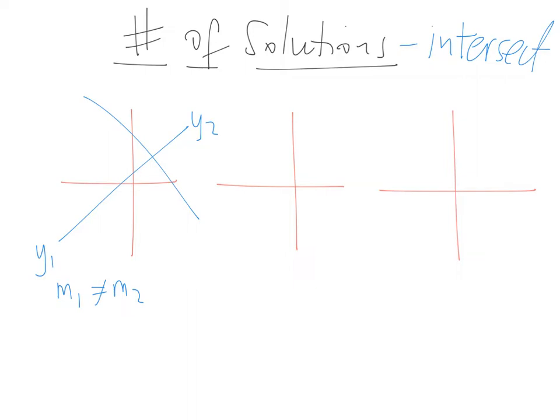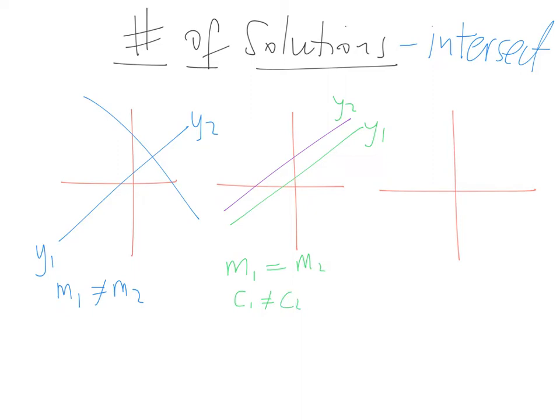We can also have where we've got no solutions. Another line, give me another colour, green. So we can have where we've got no solutions. That is where we've got y1 and we've got y2. In this case, m1 is equal to m2, the gradients are the same, but the y-intercepts are not the same. So that's what we end up with there.